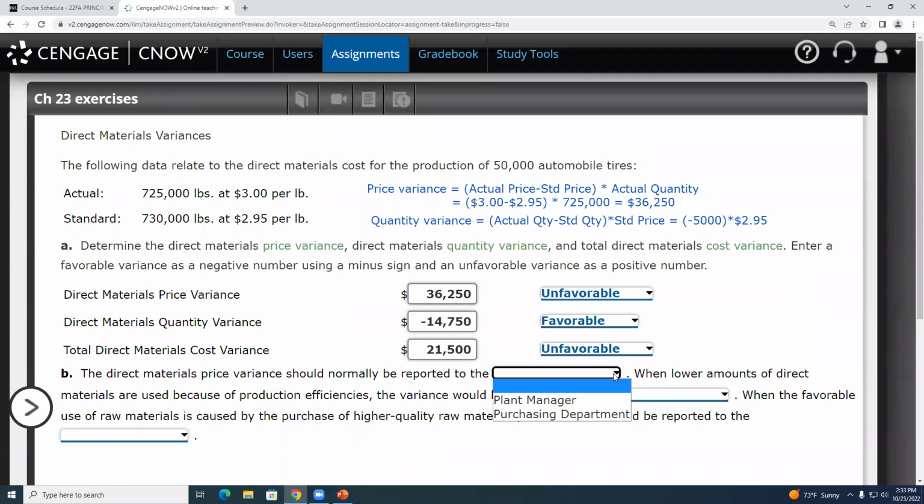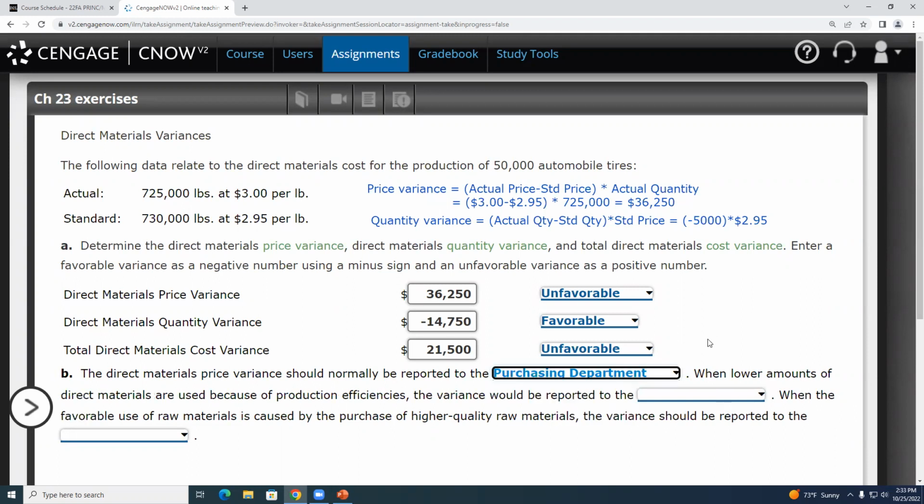So part B gets to, what do we do with this? Now that we know where the variance is coming from, what do we do about it? Who do we tell? Where does the report go? The price variance should be reported to the purchasing department.